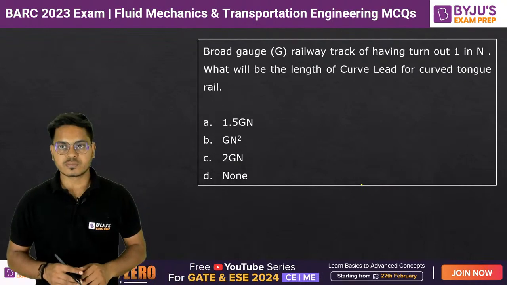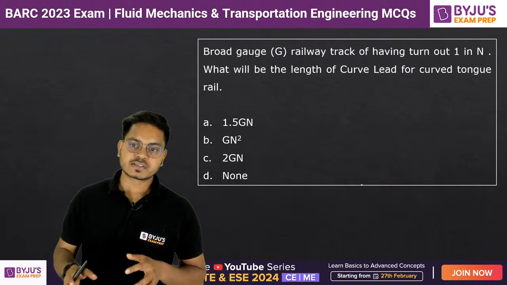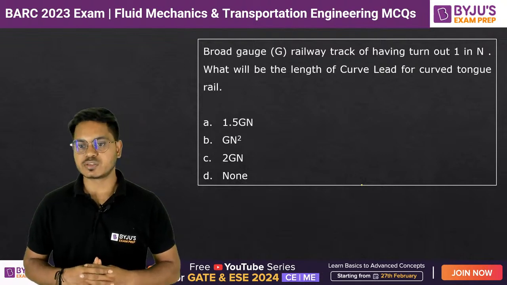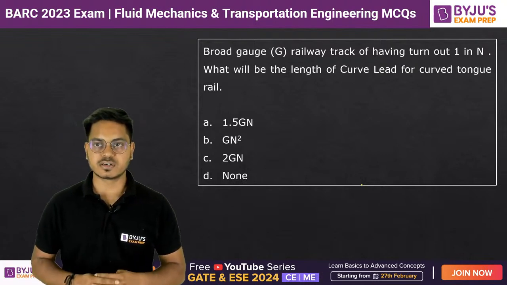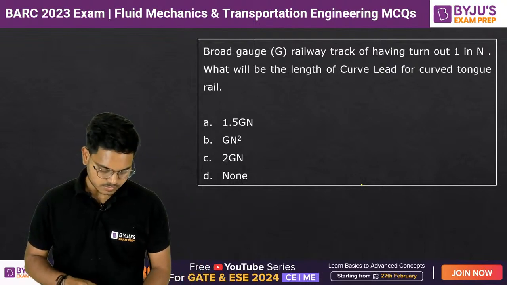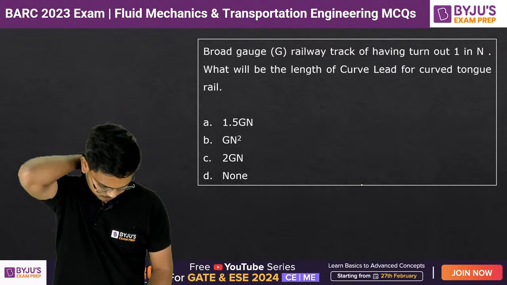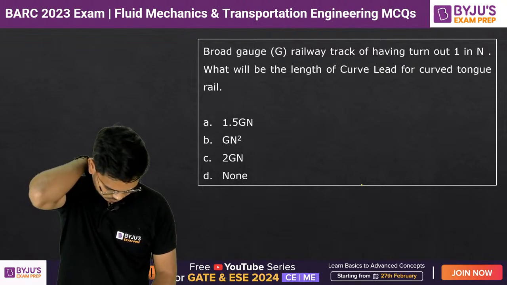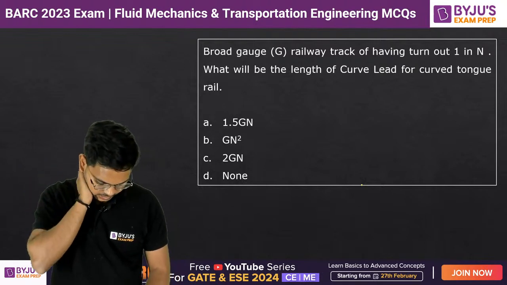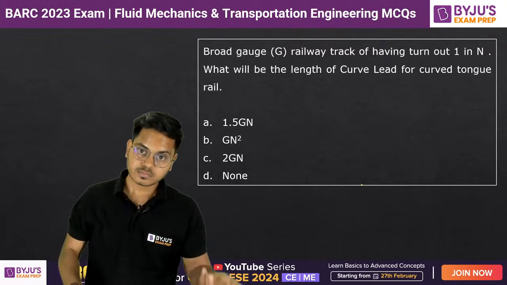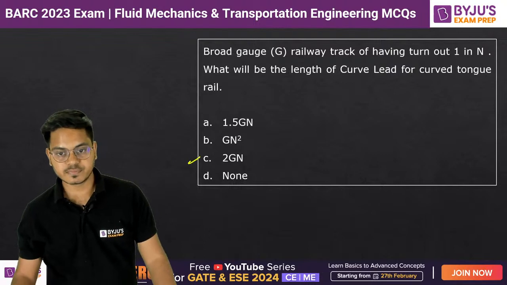Next question, again from railway. For a broad gauge railway track having turnout 1 in n, what will be the length of curve lead for curved tongue rail? Easy question, please answer. Direct question. It is a direct question. Or 2GN.